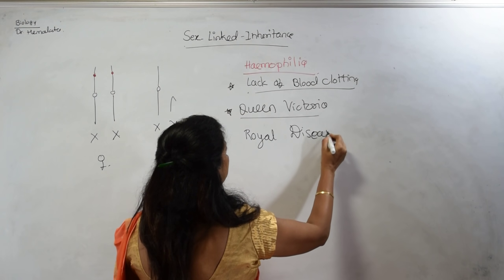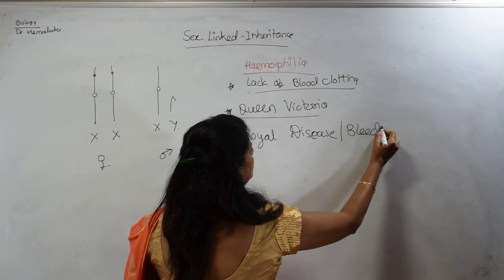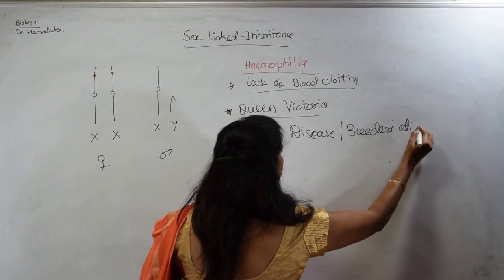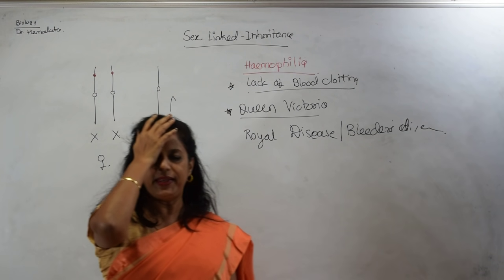Hemophilia is called a royal disease, and it is also called bleeder's disease, because they will bleed. Bleeder's disease. Okay, remember. Now, keeping this in mind, I will go to the details of this.